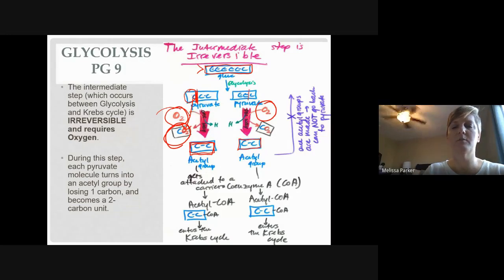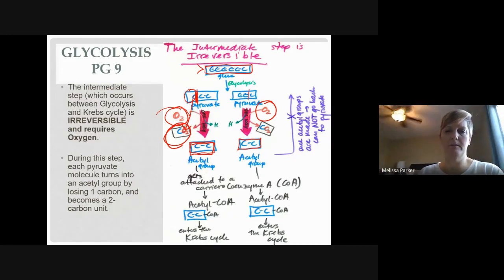Because this two carbon chain is called an acetyl group. We're going to talk about that in a minute, okay? What you need to know from the intermediate step is that its job is to add oxygen so that we can change the pyruvate into an acetyl group. And when we do that, we take one of those carbons of the pyruvate and add it with oxygen. We create CO2. And then now we only have these two carbon chains here and here. So we end up with two acetyl groups.